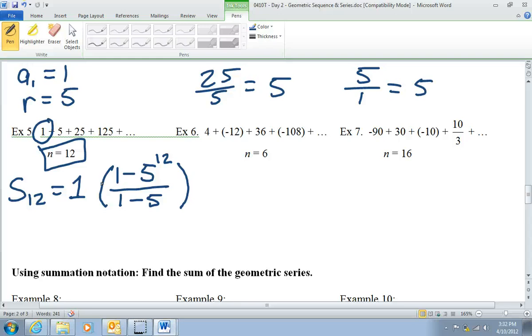Just FYI, the formula is right here. This is the formula for finding the sum when it's geometric. a1, you know what that is. r, you know what that is. n, we're given it, 12 terms. We're just plugging those 3 things into the formula and typing it all in.